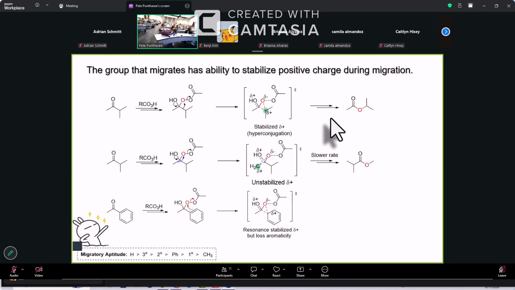It's still better than primary methyl, but it seems like it's not as stable as secondary and tertiary, because we lost aromaticity right there, just for a split second. Okay, so that's why phenyl is slower than secondary and tertiary.